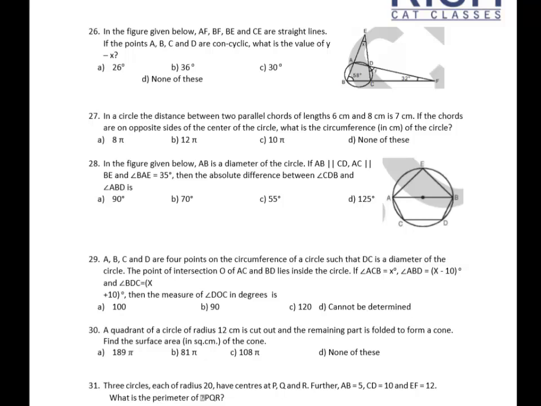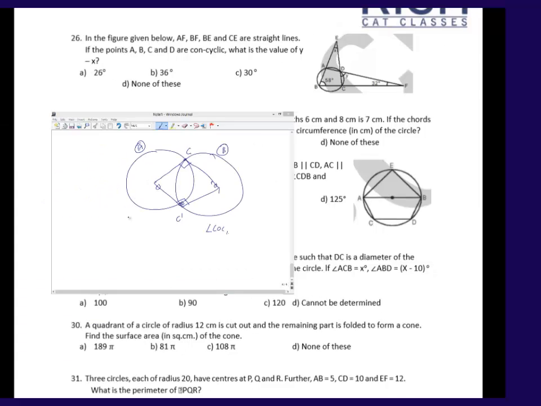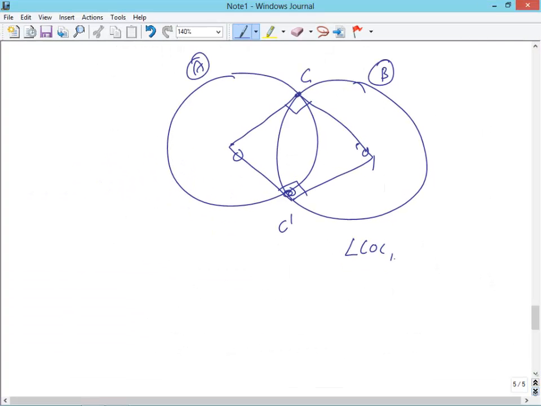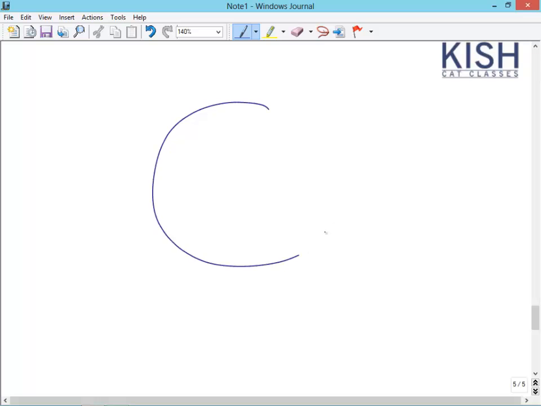Two chords, the lengths of them are 6 and 8. The distance between them is 7 centimeters. If the chords are on opposite sides of the center, what is the circumference of the circle? To find the circumference of the circle, we need the radius. So on the circle, on opposite sides, one chord is 6, the next one is 8, and the distance between these two is 7.